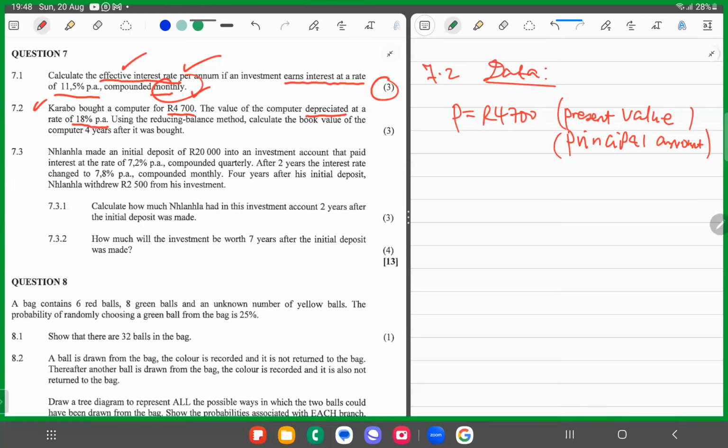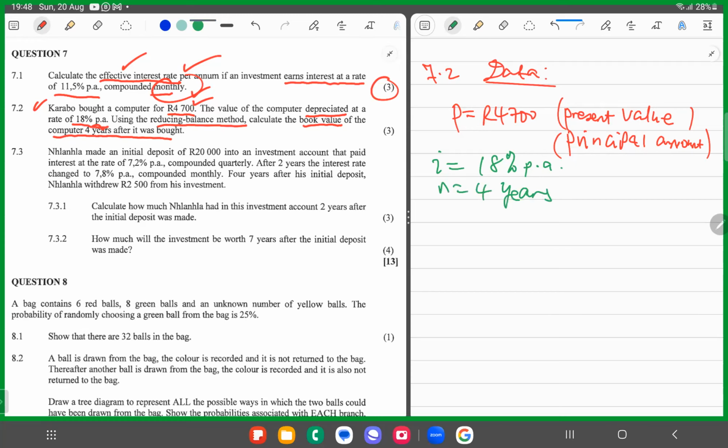So he bought a computer for 4,700, depreciated at a rate of 18% per annum, which means i is 18% per annum. It depreciated at that rate per annum, but using the reducing balance method. You need to learn this. Calculate the book value of the computer 4 years after it was bought. So n equals 4 years.